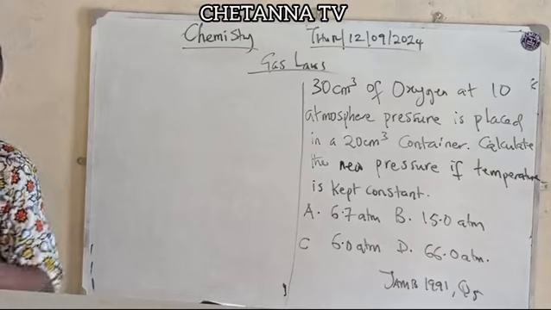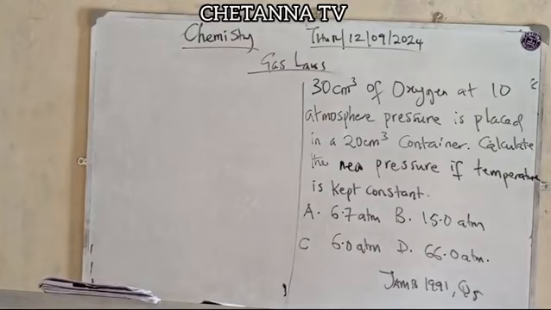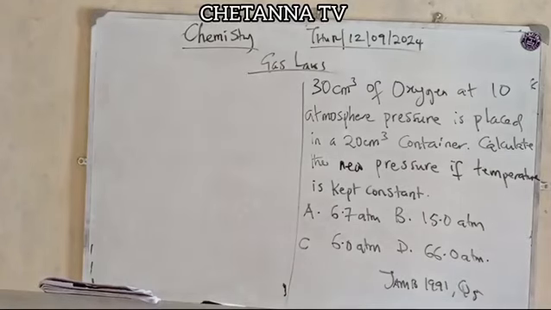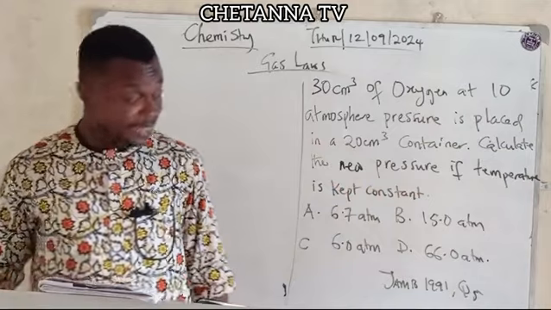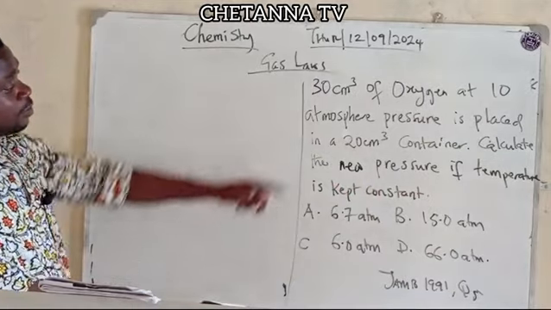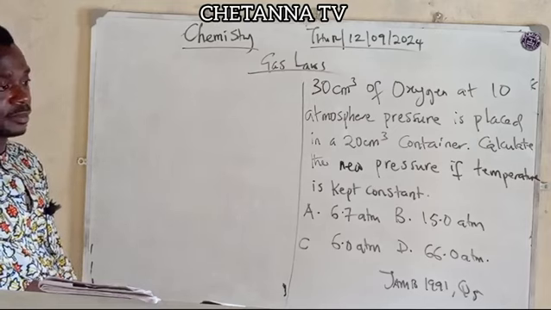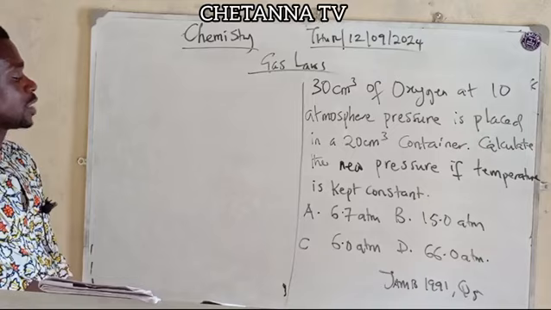Okay, look at this question. The question is from JAMB 1991, question 5. Can you solve it? The question says 30 cm cube of oxygen at 10 atmosphere pressure is placed in a 20 cm cube container. Calculate the new pressure if temperature is kept constant.